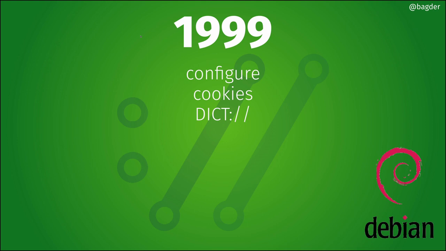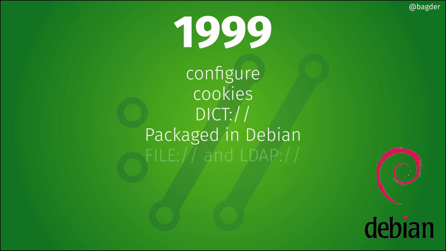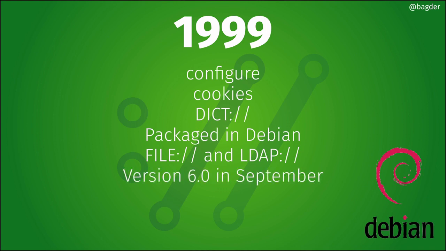And then we had the support for dict, not the most used protocol in curl. We still support it. And it became packaged in Debian. I think Debian was the first Linux distro to package curl. I think it also got into Red Hat Linux early on in that year. And then we added support for more protocols, and we released, as you can see, we did a lot of version numbering back in those days.